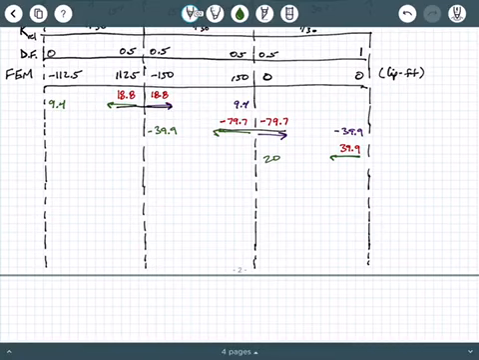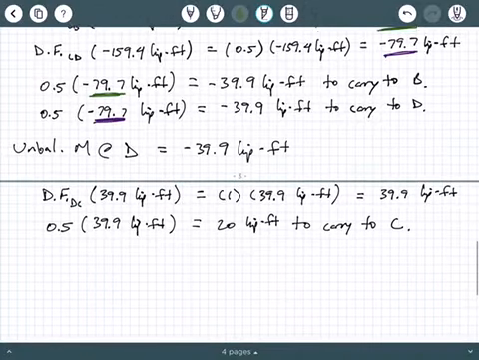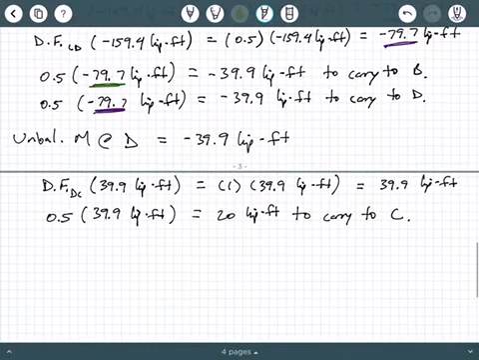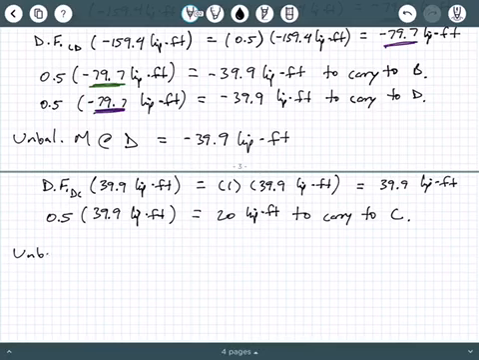20 right there, okay? So now D is balanced. We're good on D, but now both C and B are imbalanced, all right? So we're going to have to do this a few more times. Let's go to B next. Let's look at that unbalanced moment at B. That unbalanced moment at B is equal to negative 39.9 kip feet.